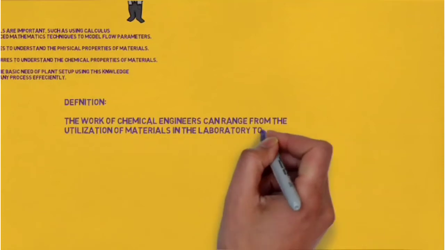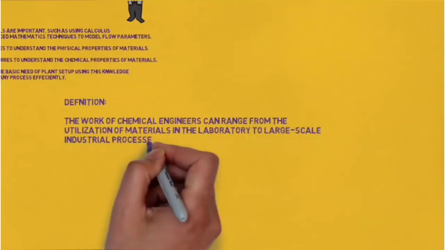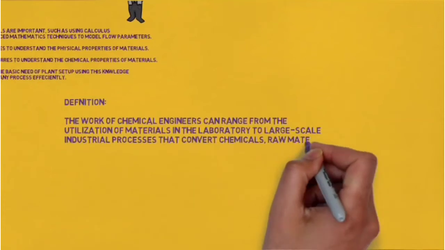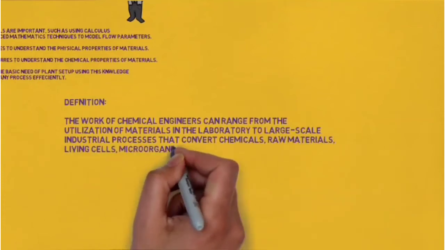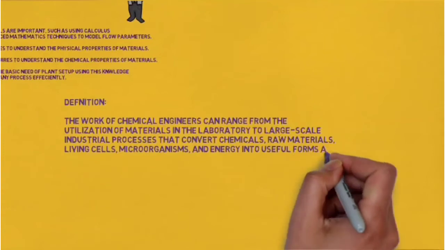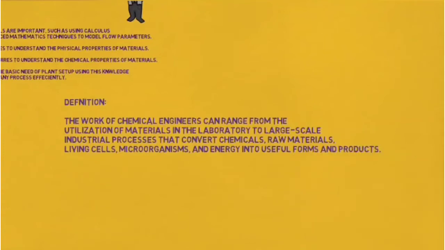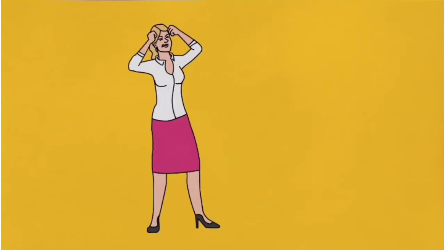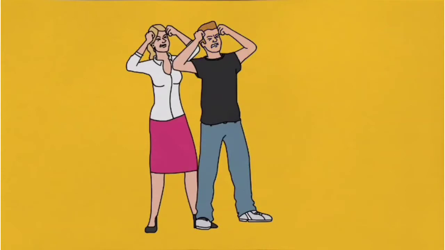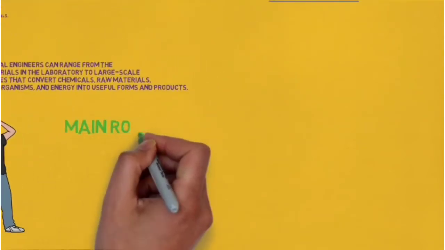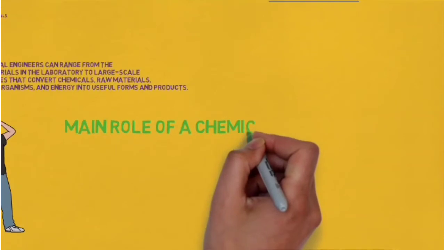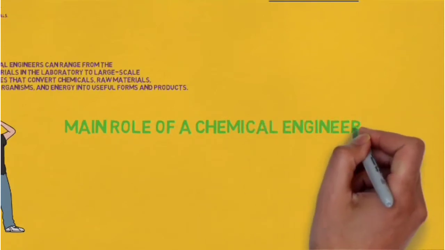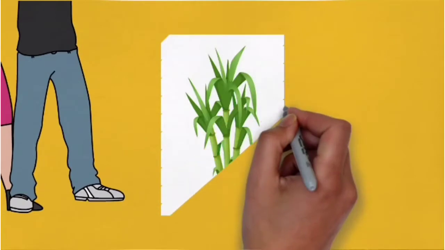So now let's come to the definition of chemical engineering. The work of a chemical engineer can range from the utilization of materials in the laboratory to large scale industrial processes that convert raw material to a final and useful product. So you must be thinking, what is chemical engineering, and what does a chemical engineer do in any industry. You can show this video to your parents also, and you can understand by yourself what a chemical engineer's work is, what the main role of a chemical engineer is.